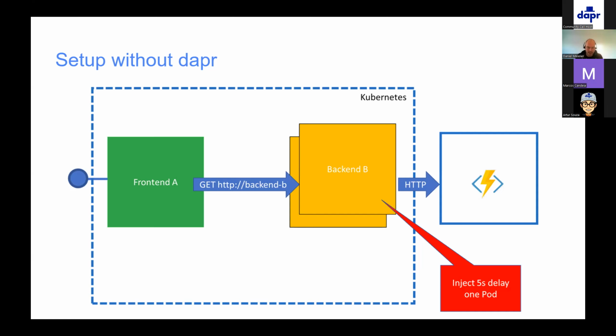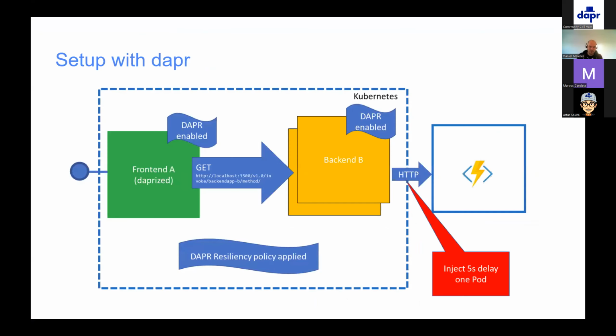Now let's try to fix that using Dapr. And for using Dapr, what I'm going to do is the following. I will enable Dapr on the front end. I will enable Dapr on the back end. I will change the front end target URL, so basically where the front end A is calling, from the service name in Kubernetes to the service invocation endpoint for Dapr running on localhost 3500. And I will configure resiliency inside my cluster, and then I will run a load test again to see if the behavior changed or if it became more reliable.